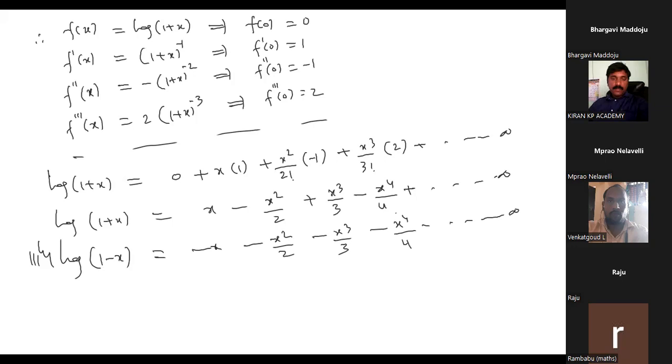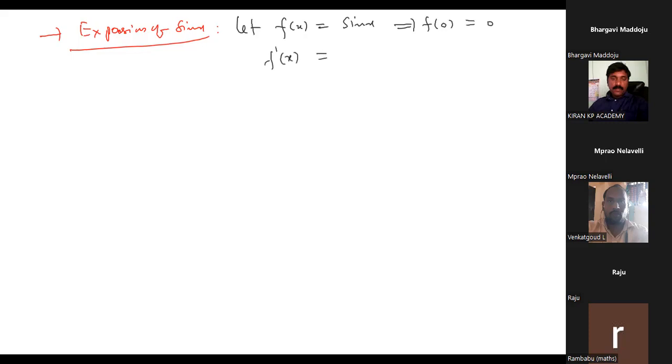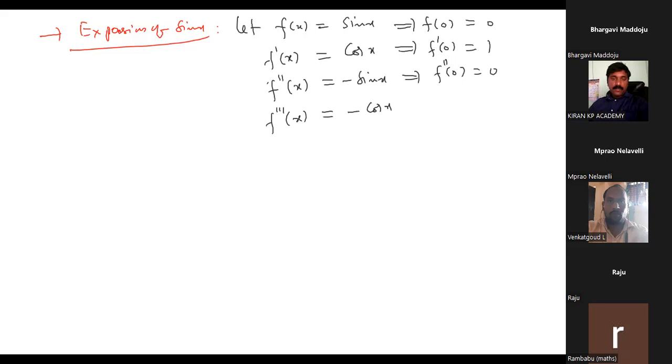That way we'll do. So now we're going for the expansion of sin x. Let f(x) be sin x. f(0) is 0. f'(x) is cos x, this is 1. So we got one value, and we need minimum 3 values. So f''(x) is -sin x, which becomes 0. f'''(x) is -cos x, f'''(0) is -1. The fourth derivative is sin x, which is 0.